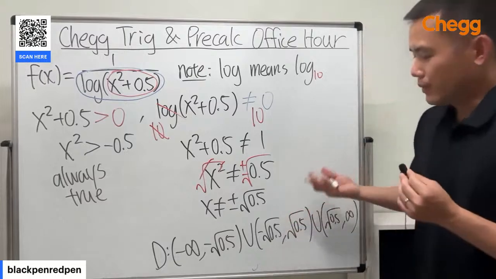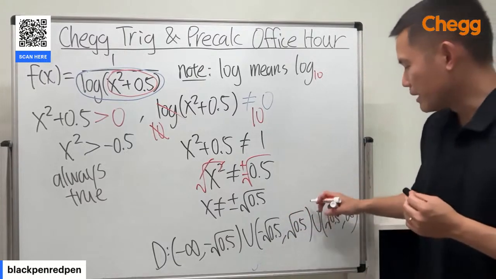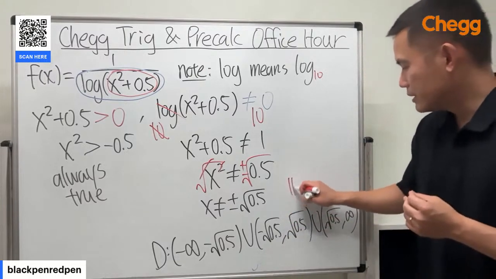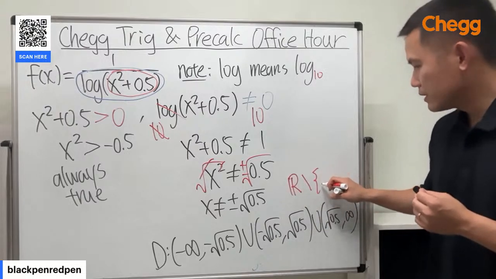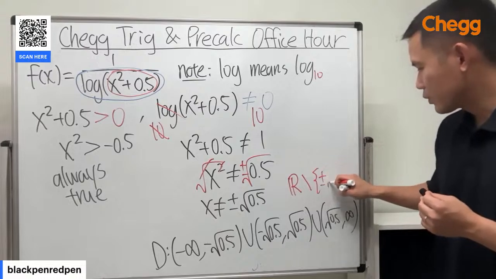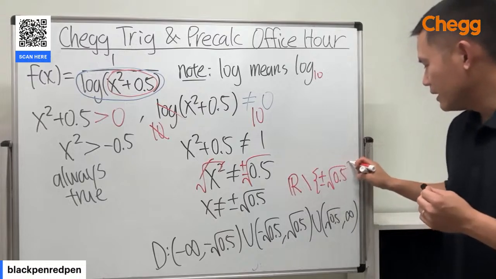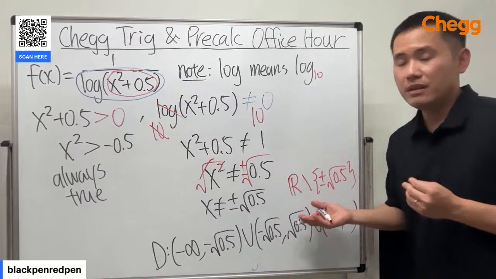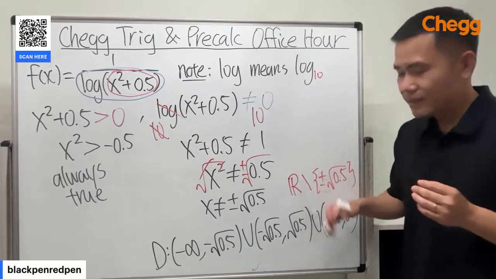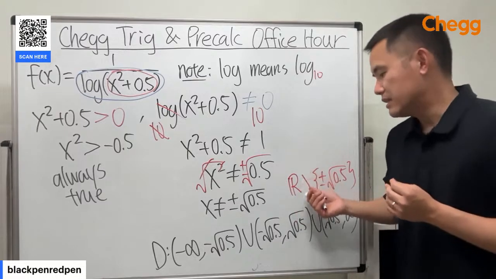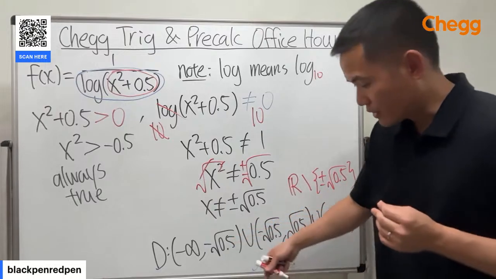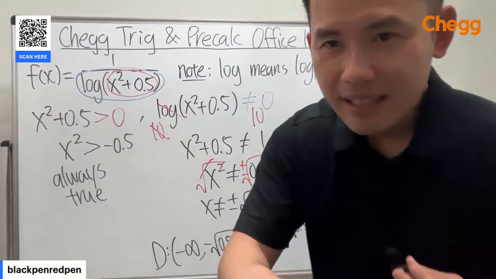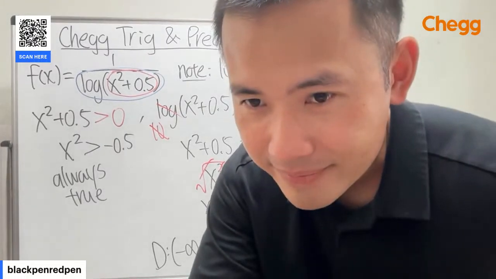And I know many of you might want me to write the domain as real numbers take away plus or minus square root of 0.5. It depends on your instructor. If they're okay with this, yeah, go for it. It is definitely easier than the interval notation because it's much longer right here, of course. So that is that one.